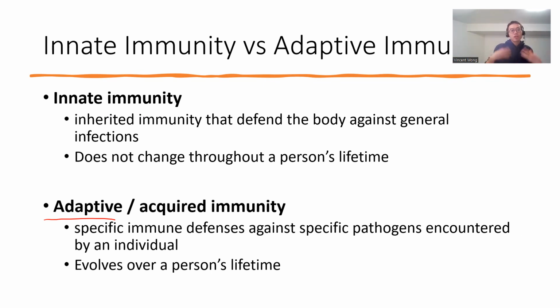So it's something that changes over the course of a person's lifetime, and it's not something that you are born with. You have to get it. You have to be exposed to the pathogen first before you are able to create immunity for it. That's why adaptive immunity is also known as acquired immunity. It's adaptive because it can change. It's acquired because you have to get it. You didn't inherit it. All right. I think today we will only have time for innate immunity.